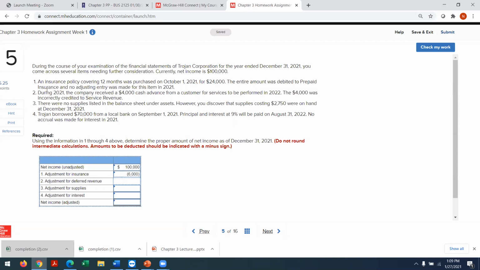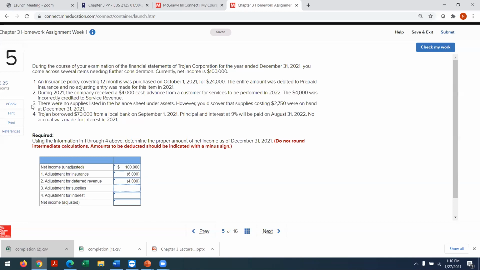Next one, during 2021, the company received a $4,000 cash advance from a customer for services to be performed in 2022. The $4,000 was incorrectly credited to service revenue. Guys, what should have happened? It should have been deferred revenue. It should have been a liability, deferred revenue. So did this overstate our net income? Yes, by $4,000, correct? Correct. Okay.